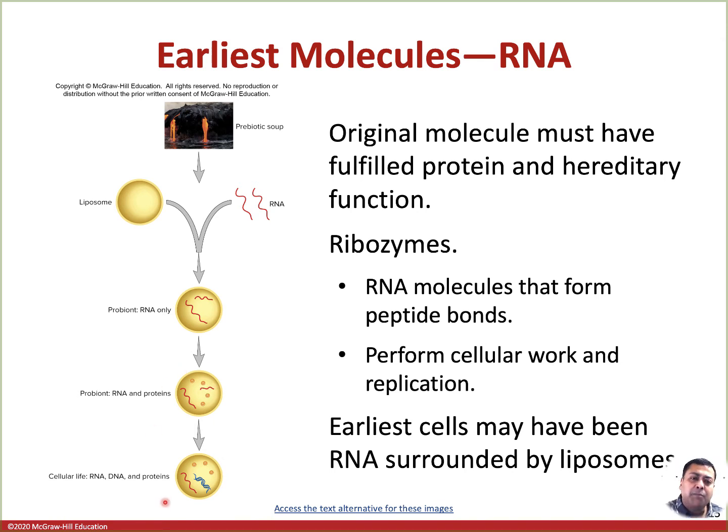And at a later stage, DNA developed, because RNAs are single-stranded and not very stable, whereas DNA genomes are much more robust and stable. That's why we think that RNAs evolved first, and then DNA evolved at a much later period of time.